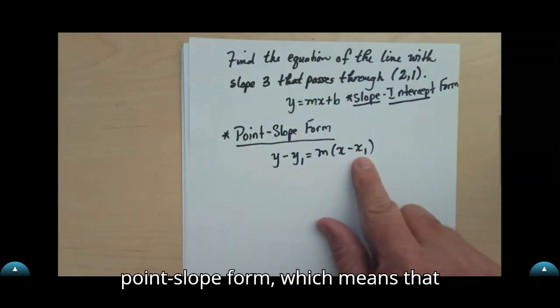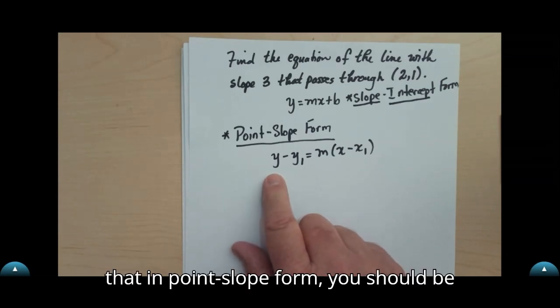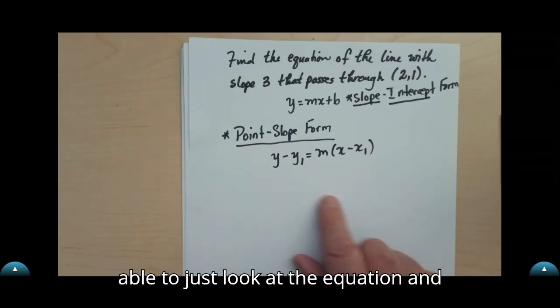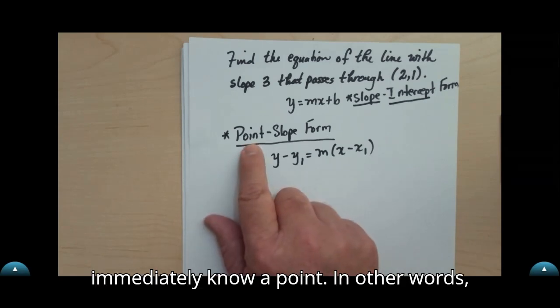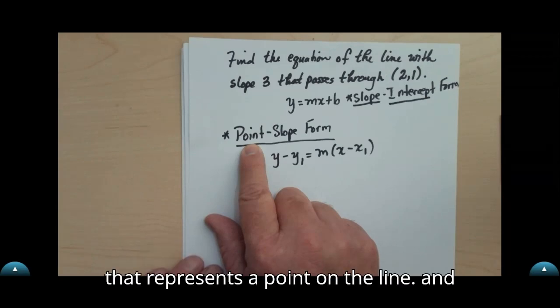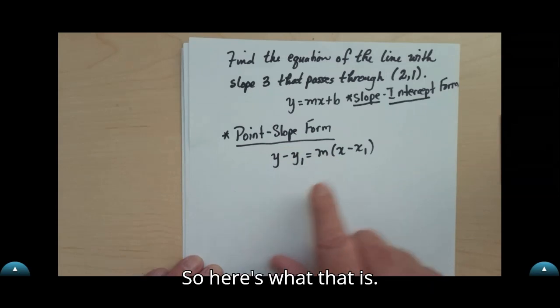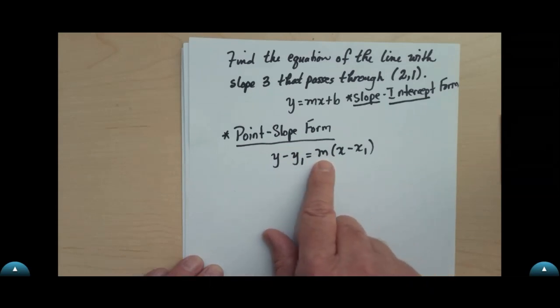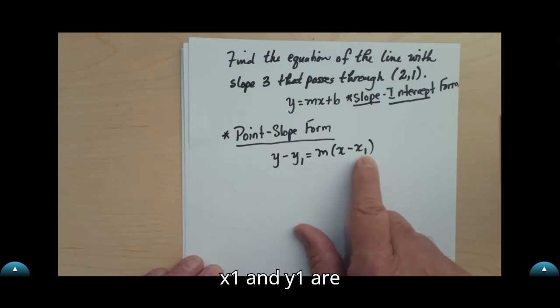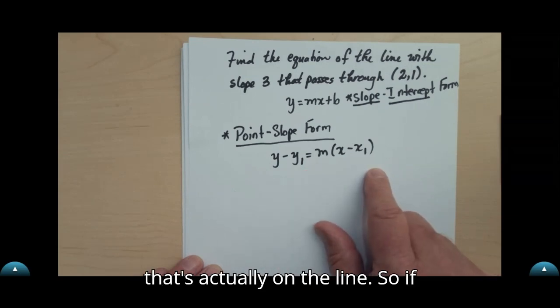Well, this one's called point-slope form, which means that in point-slope form, you should be able to just look at the equation and immediately know a point. In other words, an ordered pair, an x and y coordinate that represents a point on the line, and the slope of that line just by looking. So here's what that is. M is the slope. X1 and y1 are the x and y coordinate of some point that's actually on the line.